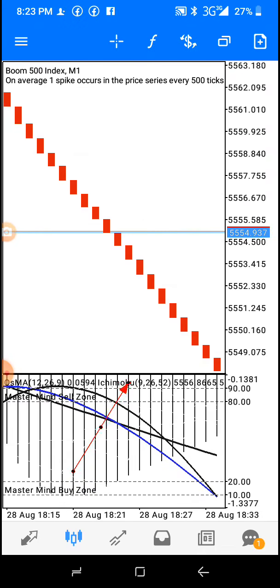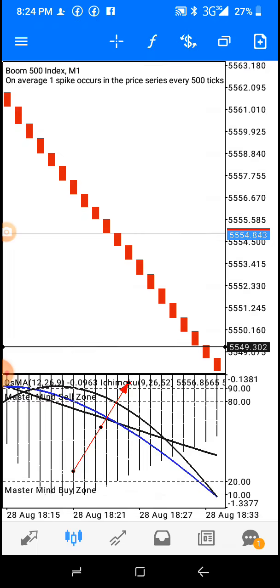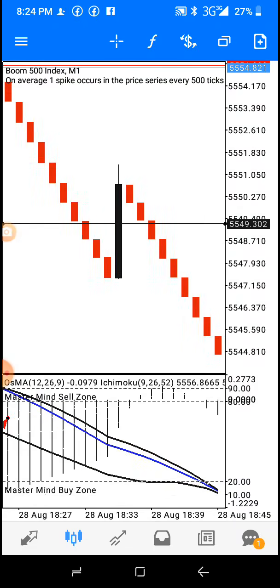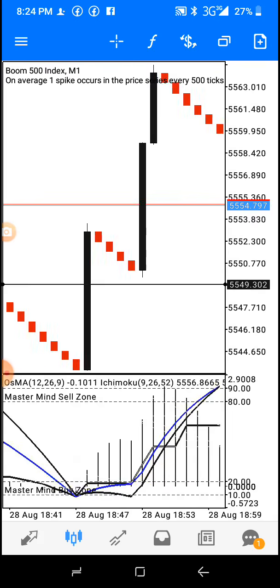The zero level is above. When the zero level is above, you take your sells. You don't have to be scared, guys. You take your sells, you sell. Let's see. A spike came, but what happens? A spike came. Oh, no.